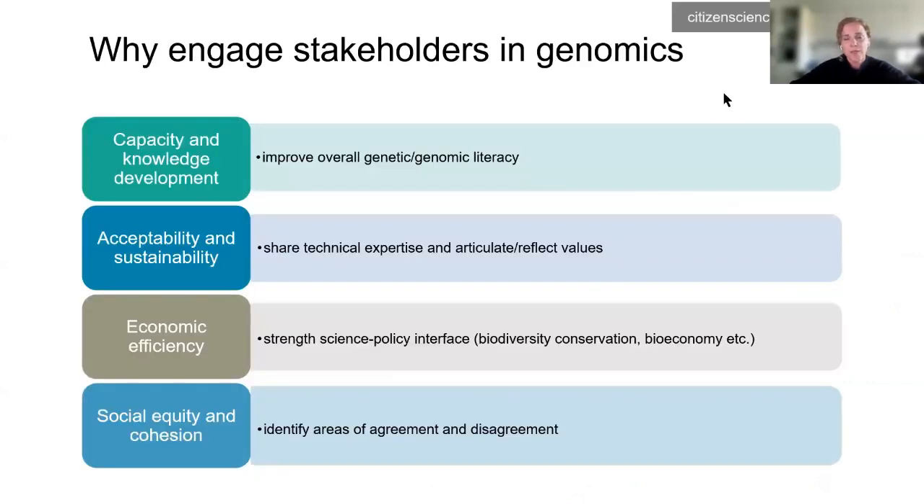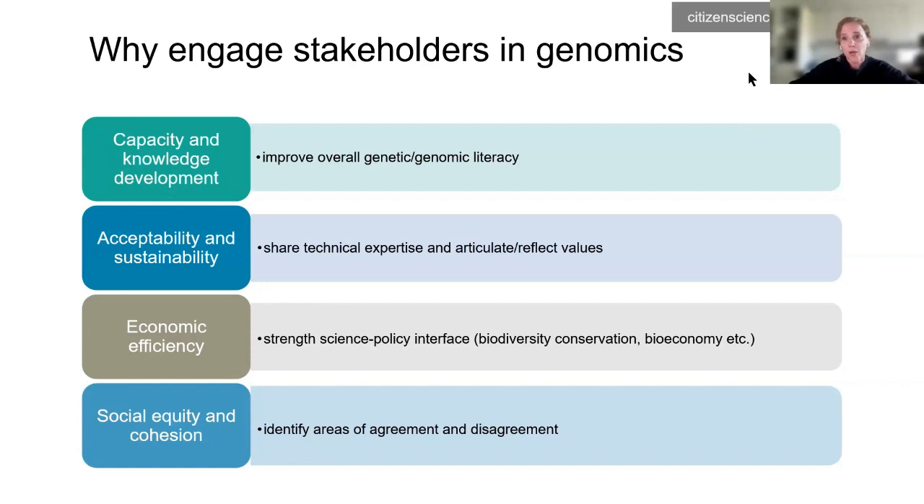So why is the engagement of stakeholders in biodiversity genomics really important? For many reasons. In our committee, we recognize four important clusters and reasons why we have to engage stakeholders from the beginning in genomic research. One of these is that we build capacity and knowledge development across the community, because by this we are improving genomic literacy across the different stakeholder groups. Another part belongs to the accessibility and sustainability of different genomic projects, because by sharing our technical expertise, we can also articulate the values, how genomics is really important for biodiversity conservation.